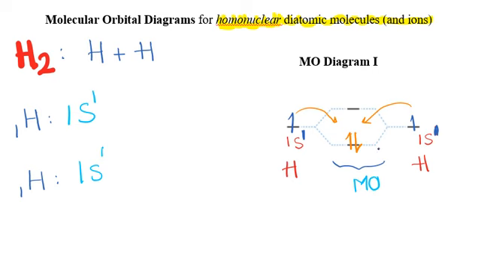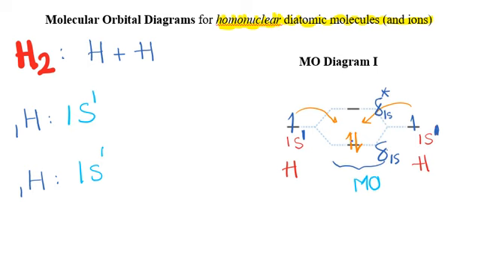Let's label our molecular orbitals. The first one is going to be called sigma, and the second one is going to be called sigma star. Let me write that in better writing. I'm going to write sigma, and the top one sigma star. Bonding is sigma, anti-bonding is sigma star. Because they are made of 1s, I'm going to write 1s for each of them.